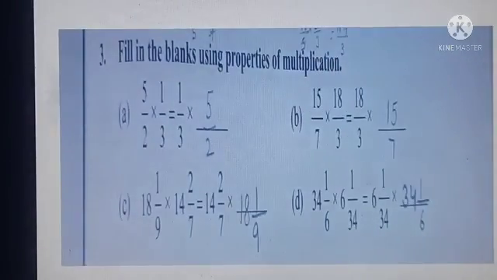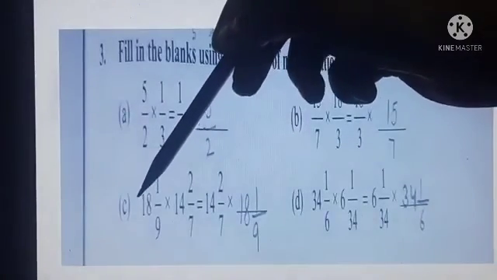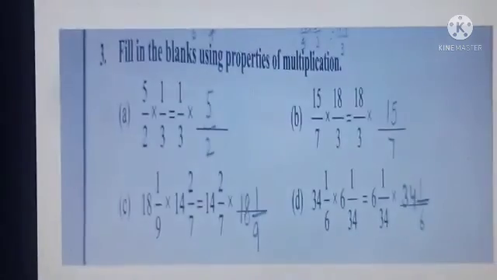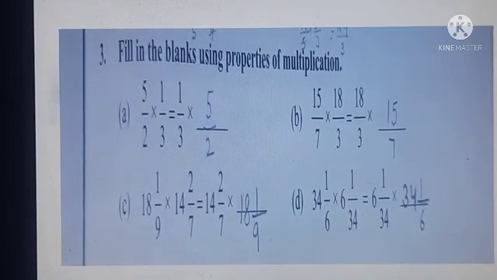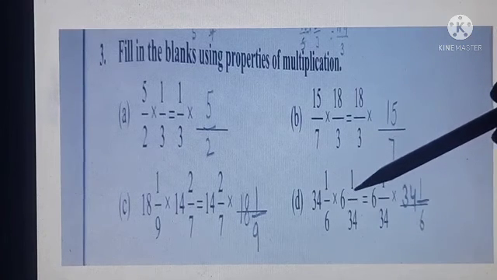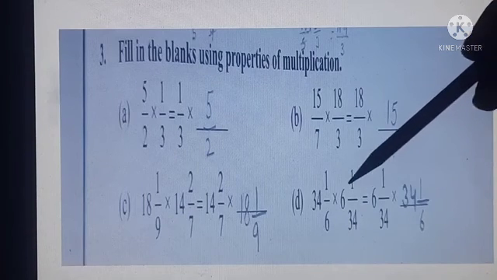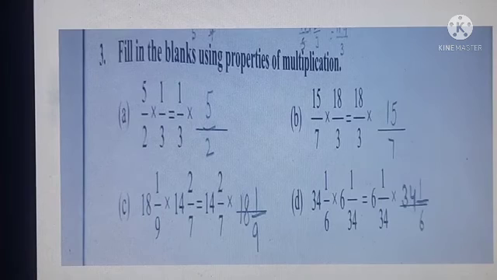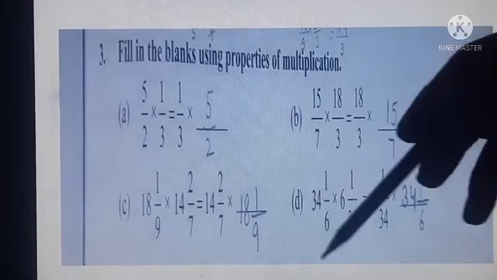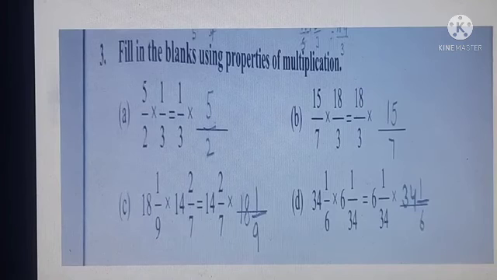whole 2 upon 7. Means now the order is going to be changed. So 14 whole 2 upon 7 is here. Multiply by the missing number, which is 18 whole 1 upon 9. Right? And D part: 13 whole 1 upon 6 multiply by 6 whole 1 upon 34 is equal to 6 whole 1 upon 34 multiply by, what is missing here? 34 whole 1 upon 6. So it will be written in the fill-up. Understood? Very good.